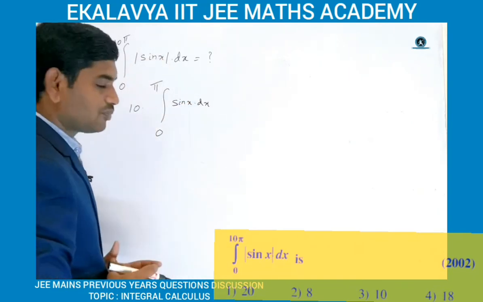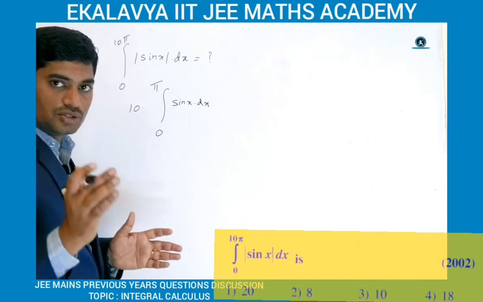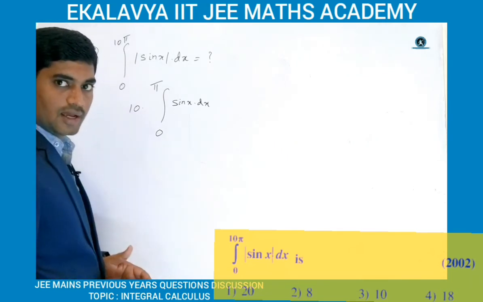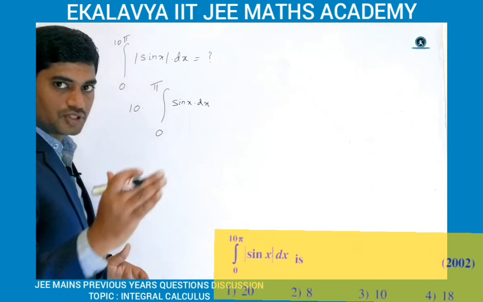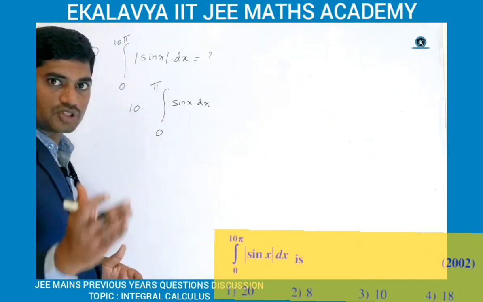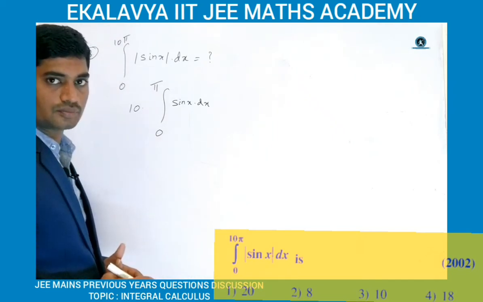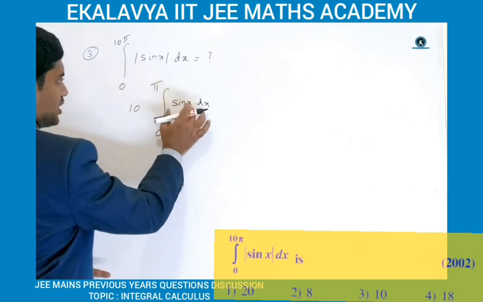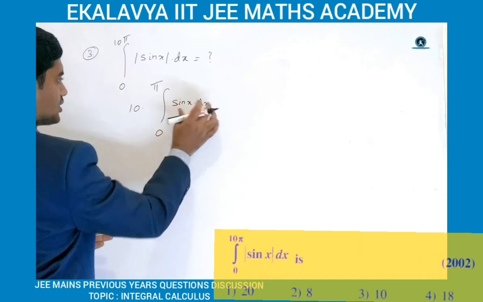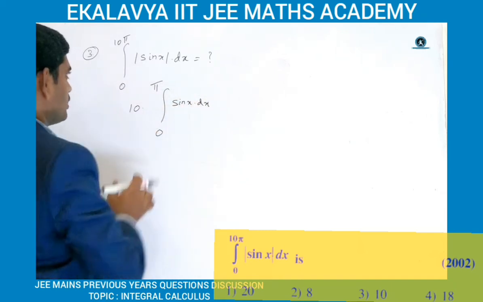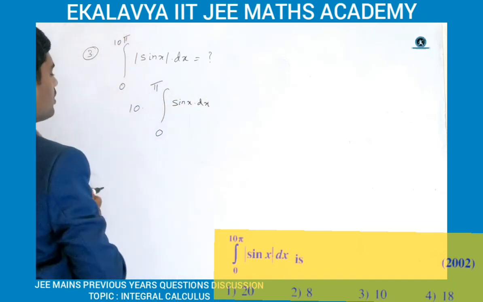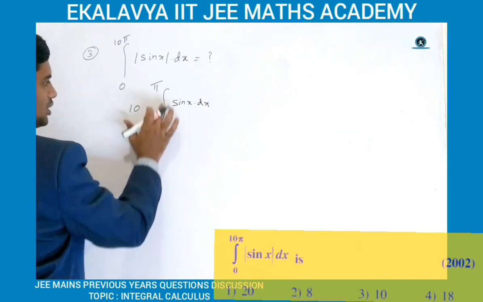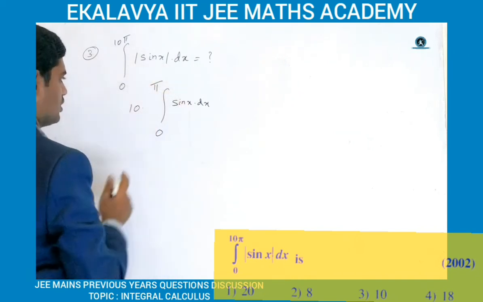The reason is that in the interval 0 to 90, 90 to 180, I mean 0 to 180 degrees, in the first quadrant and second quadrant, sin x is always positive. That's why I am taking sin x dx. So this integration of 0 to 10 pi, we can write as 10 into the integration of 0 to pi sin x dx.